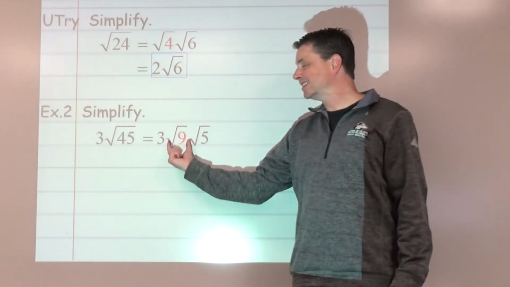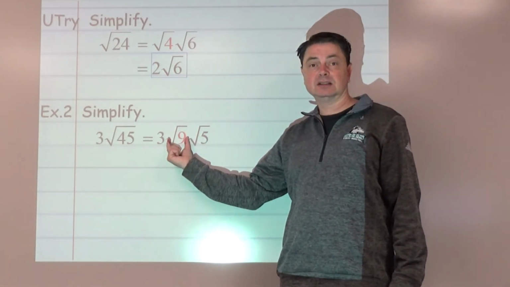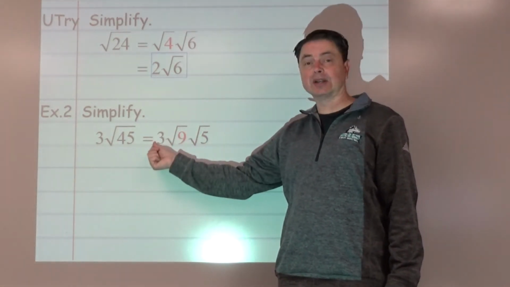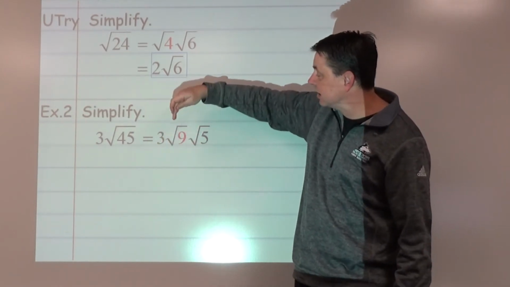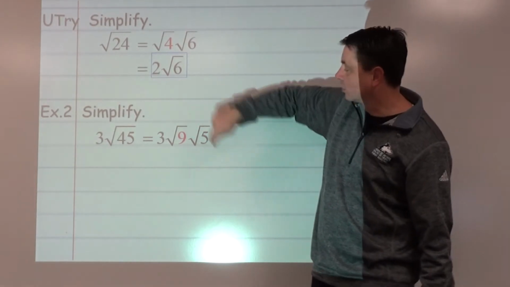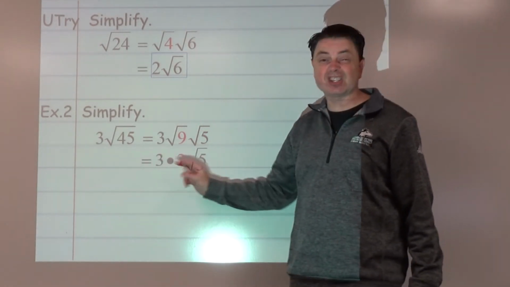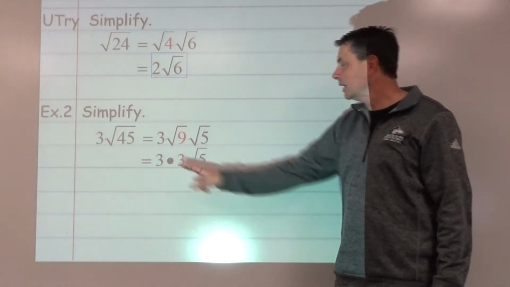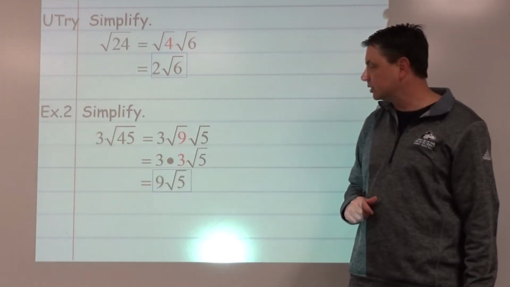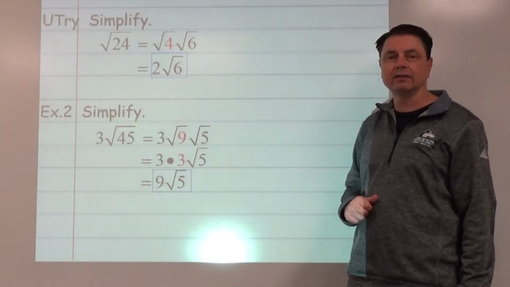Then, what is the square root of 9? It's 3. There's already 3 out here. And this is implied multiplication. So 3 times 3, square root of 5. And you could do that with a multiplication dot. You could do it with parentheses. Do not do it with an X. And then 3 times 3 is 9, so our final answer is 9 square root 5.